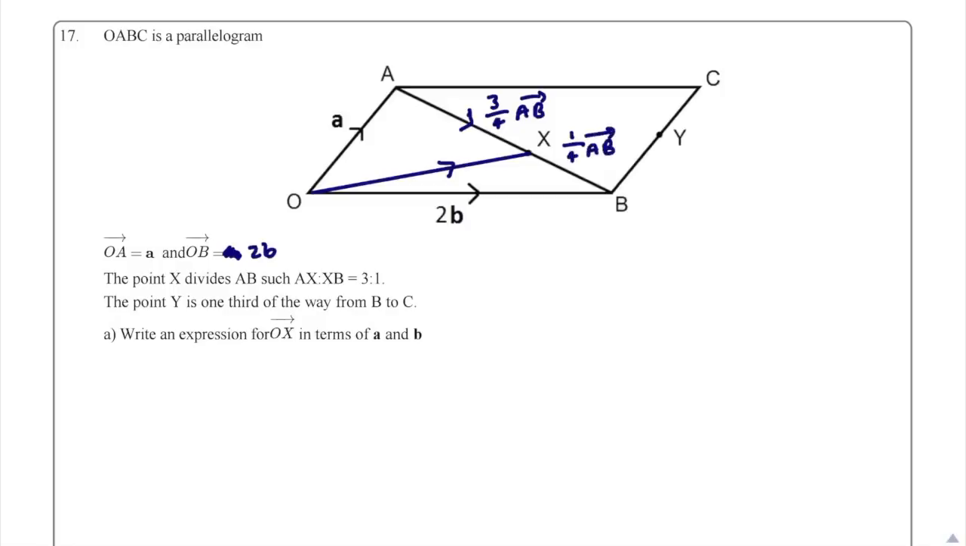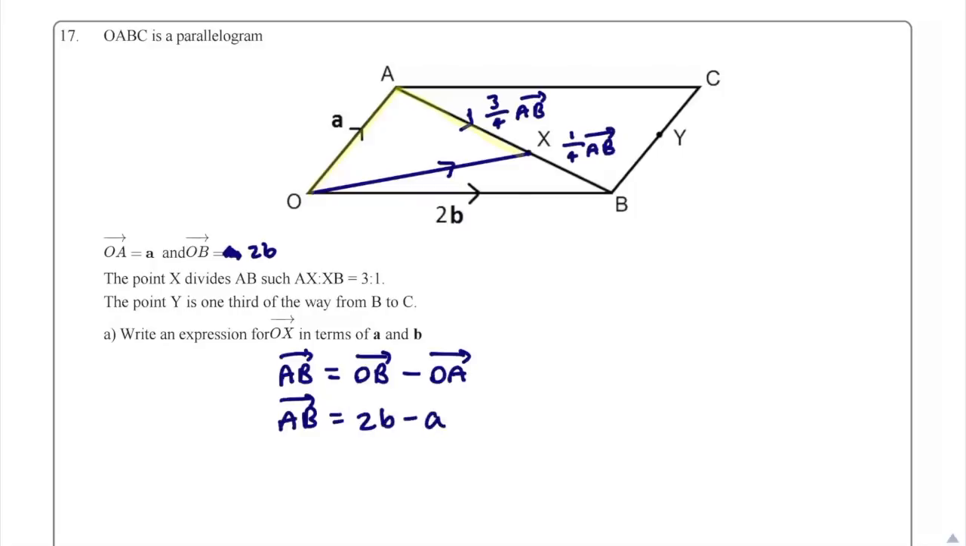So to get from O to X, we can go from O to A, and then from A to X, which we know is 3/4 of AB. But first we need to work out what AB is. To get from A to B, we go from A to O to B. So we can write that A to B is basically the same as saying O to B minus O to A. In other words, A to B is equal to 2B minus A.